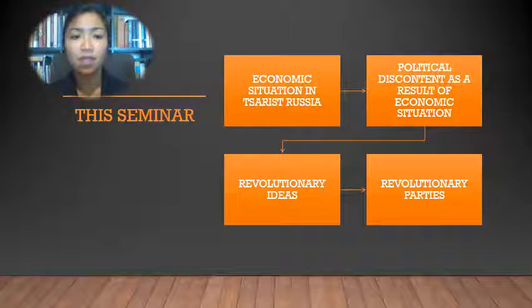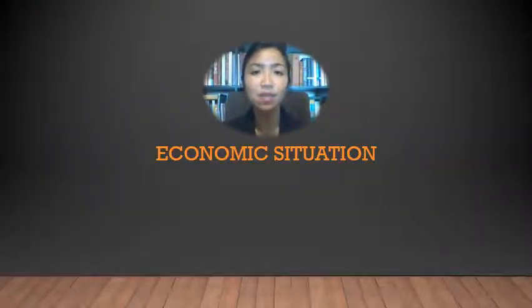Okay, so again we're looking here at the economic situation in Tsarist Russia, the political discontent as a result of that economic situation. We'll look quickly at the revolutionary ideas circulating at this time which influenced the rise of revolutionary political parties in Russia. But first, the economic situation.